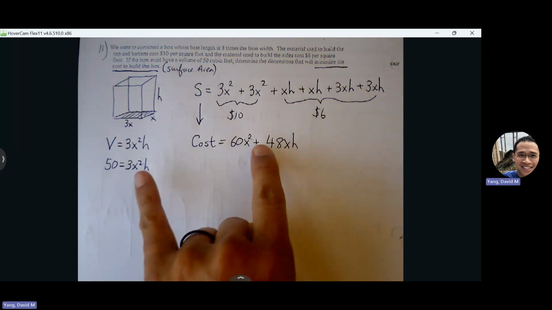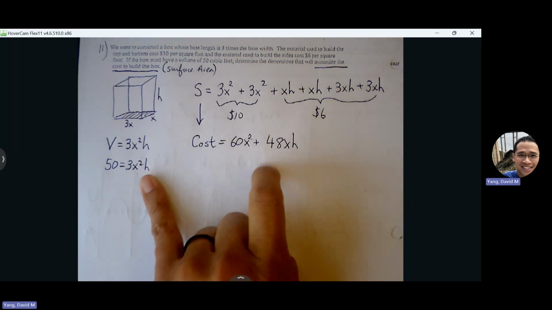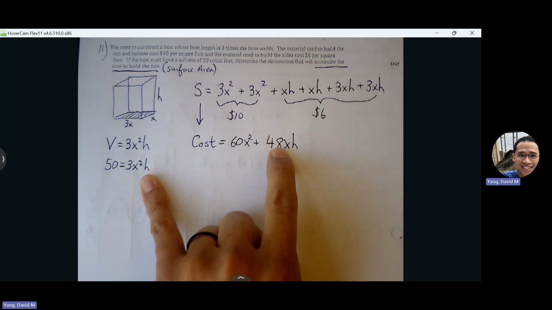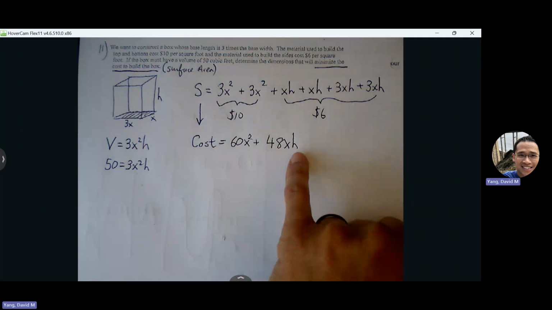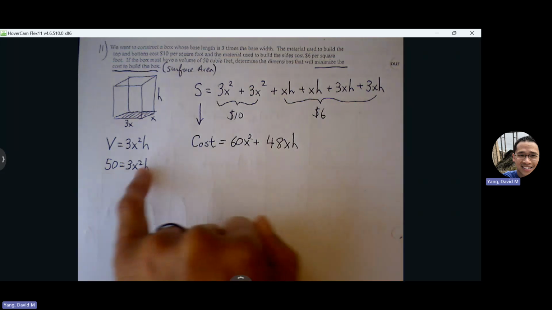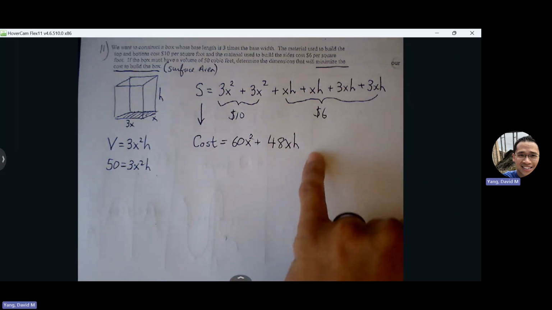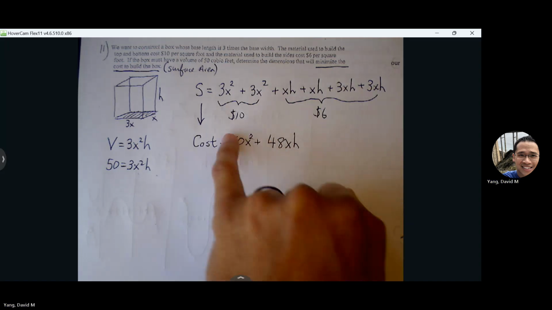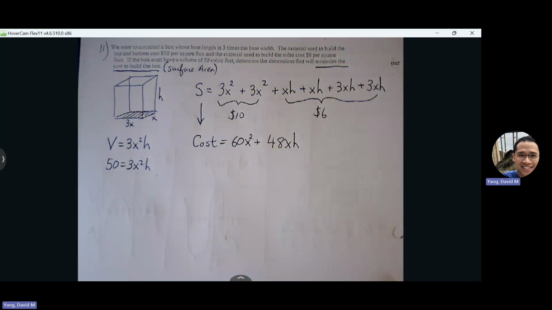Okay, any questions building out your surface area, your volume, or incorporating the cost? So now we do want to find the derivative, but not yet. We just want to get that h out of the way. So use your volume equation to get that h replaced in terms of x. And then you can get this ready for power rule, then find the derivative, then find a critical point.